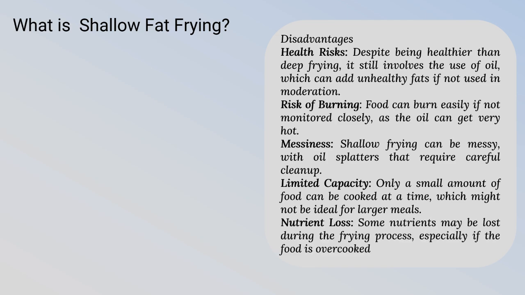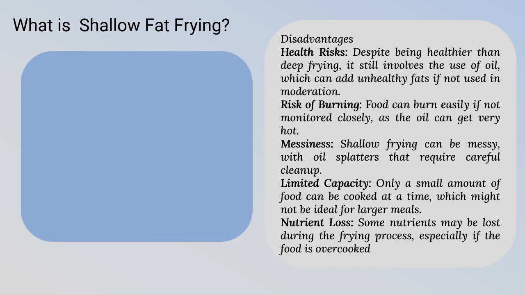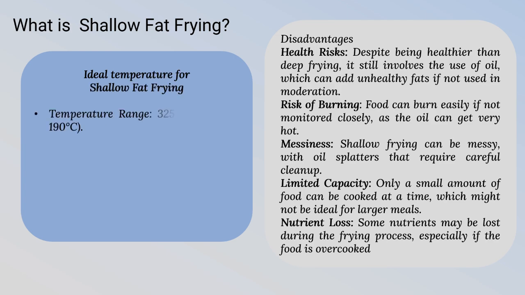Nutrient loss. Some nutrients may be lost during the frying process, especially if the food is overcooked. So that side also you should look after properly. So this is all about the disadvantages. Now it is time to see the ideal temperature for shallow fat frying, and it is 325 to 375 degrees Fahrenheit, 163 to 190 degrees Celsius.